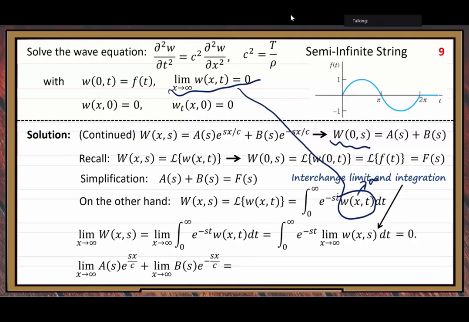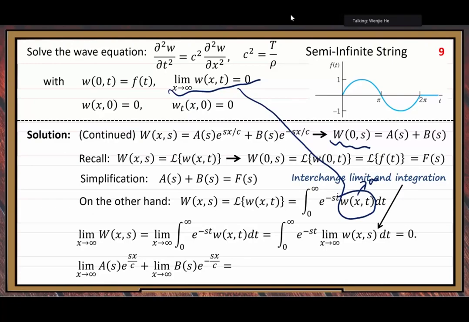When x goes to infinity, remember, little s is positive, little c is positive. We assumed that before, right? So this is a negative number, e to the negative infinity. The limit of e to the negative infinity is 0, right? So the second limit is gone. How about the first limit?